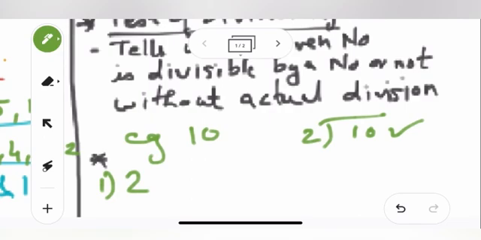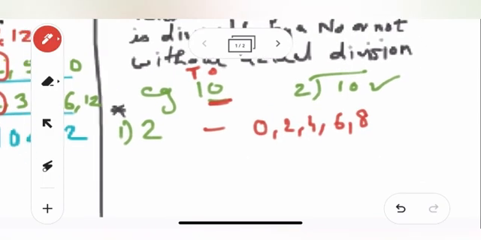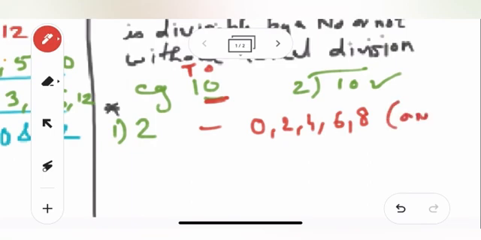Here, this is the ones place, this is the tens place. If the number in the ones place is an even number, that is 0, 2, 4, 6 or 8, then we say that the number is divisible by 2. We studied this test of divisibility last year also, so I hope you are very much aware of this, but we'll do a little revision.